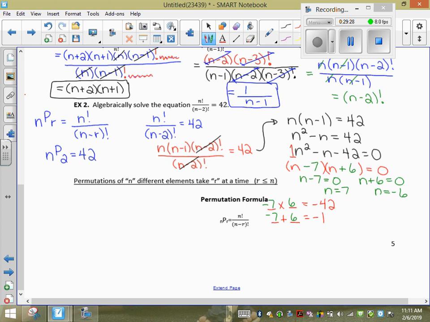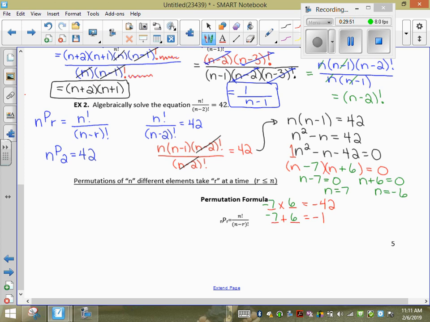Now let's remember our rules from before. Can I have a smaller number here than here? Can I have negative 7 items and pick 2 of them? That means I have negative 7 letters. That means I don't even have letters. I have so many that I have negative 7 letters. And I'm going to pick 2. Does that make any sense? No.